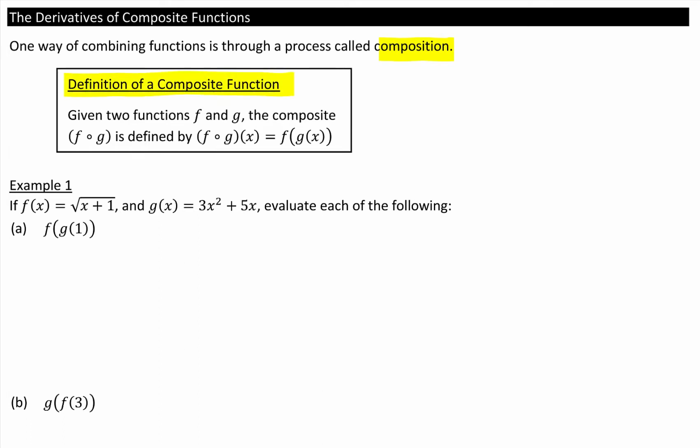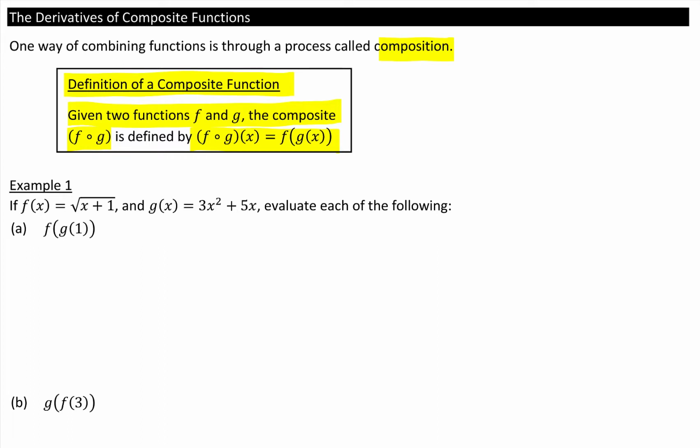Given two functions f and g, the composite function f follows g, where the open circle represents the word "follows," is defined by f follows g is equal to f of g of x. So we're saying the function g of x is inside, or replaces all the x values for, the function f of x. So let's take a look at a few examples.